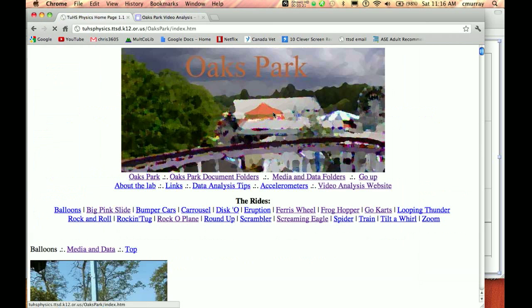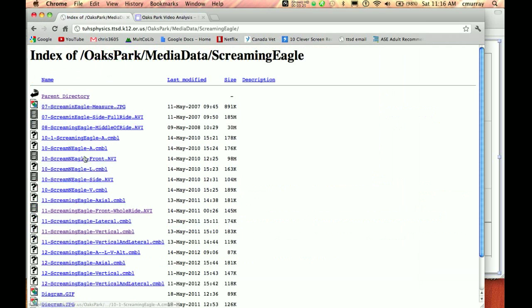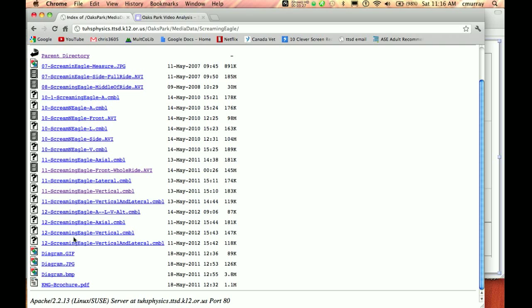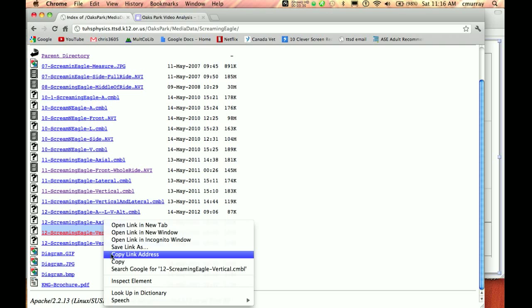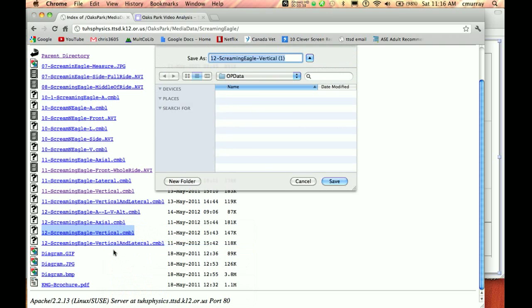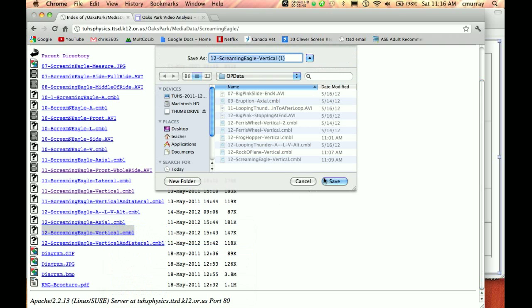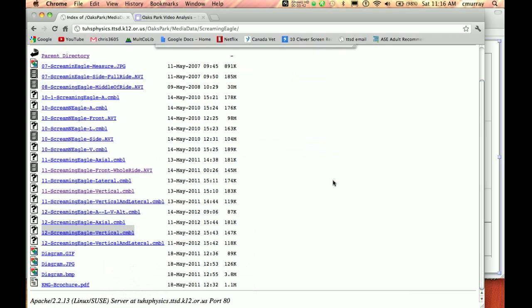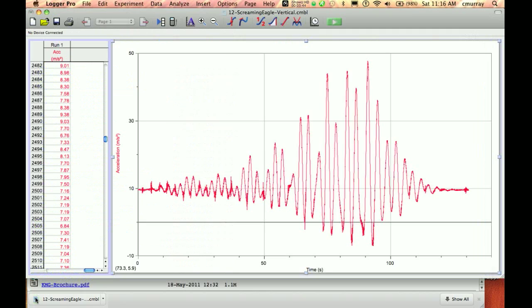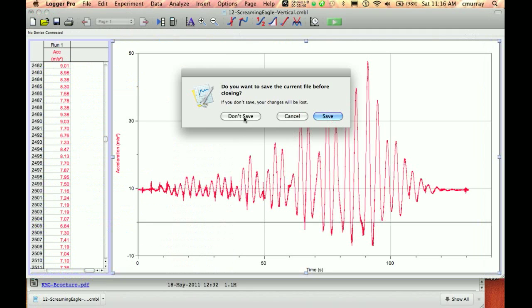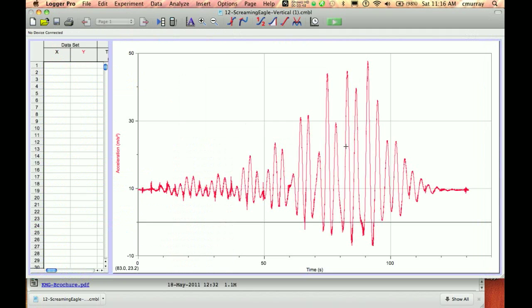Okay, let's just look at the data for this thing, right? If you go to Oaks Park and you look at the Screaming Eagle, and you go into the data folder. If you go down here, oh, by the way, these are the diagrams where you can get good measurements from it, right? But let's look at the vertical data. So I'm doing a control click, save link as. I'm going to save it in there. There it is, and I'm just going to open it. Same file. Okay, there we go, right?